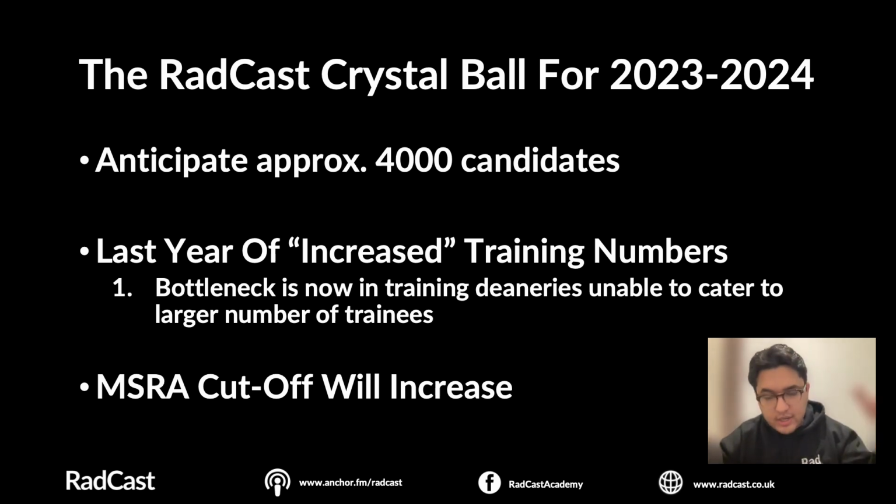So if you've got more candidates and reduced growth of training numbers, then it doesn't take a rocket scientist to do the maths. You're going to start to face increasing competition. And we think this is going to have a knock-on effect in terms of the MSRA. In the 2022-2023 cycle, core surgical trainees got absolutely shafted. That's just me being very honest with you guys. Without any notice, bam, you have to do the MSRA. Everyone was in a bit of an uproar, rightly so, because it came out of nowhere.